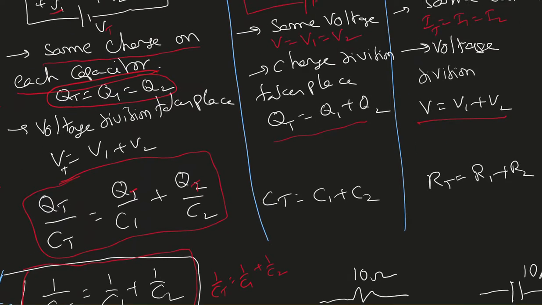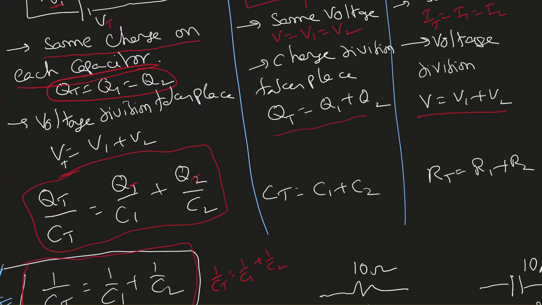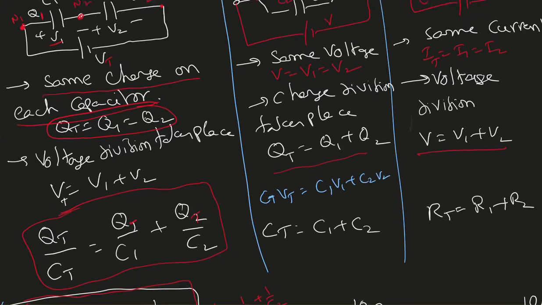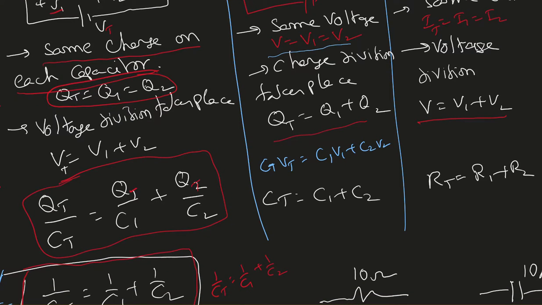Now, when they are in parallel, Q total is nothing but Q1 plus Q2. So C total times V total equals C1 V1 plus C2 V2. When they're in parallel, V is the same, V equals V1 equals V2, so they cancel out each other. C total equals C1 plus C2. So when they're in parallel, I'm going to use this formula.